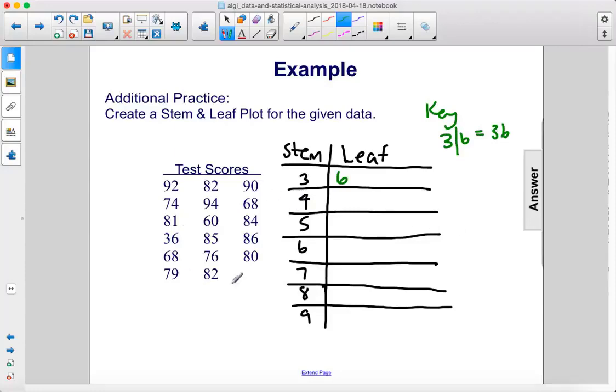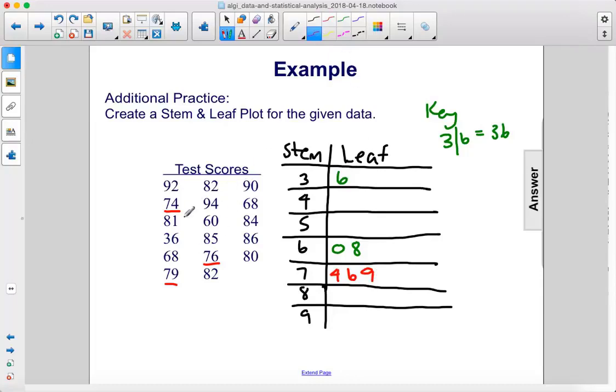So we don't have any numbers in the 40s. We don't have any numbers in the 50s. For the 60s, we have 60, and we also have 68. Alright, for the 70s, we have 74, 79, 76, and I think that's it. So from least to greatest, we have 74, 76, and 79.